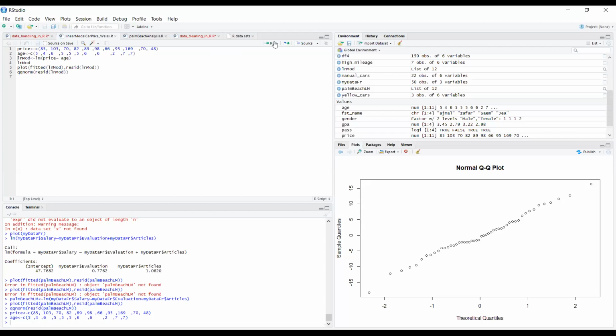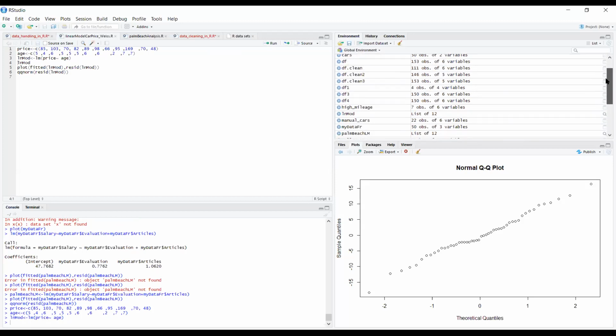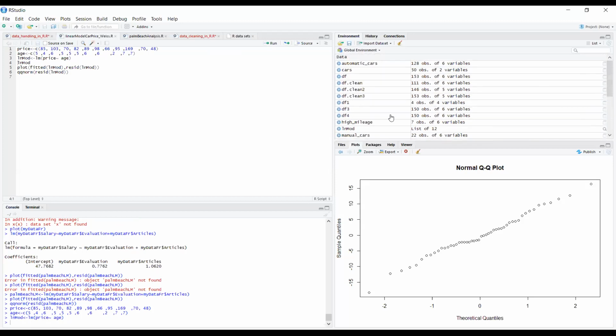The next line is implementing the linear model. The linear model is created and stored in the lnmod variable. Now another variable is created here, lnmod. lnmod is a model variable. You can see lnmod here. lnmod is a list of 12 values. So what values are there? The next line will show these values at the bottom.